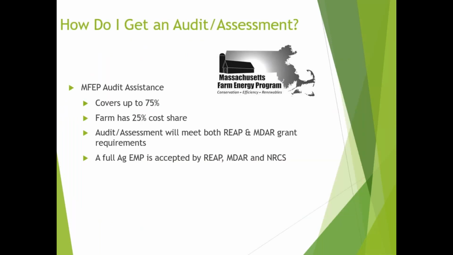So, how do you get an audit? Talked a little bit about this. MFPP has the assistance. We cover up to 75%. There is a 25% cost share that the farm has to pay. But we will ensure that whatever the farm ends up with, the final document will meet both REAP and MDAR grant requirements. And that a full AgNet EMP, which is something that oftentimes farms want to go after, will be accepted by REAP, MDAR, and NRCS. So NRCS is another USDA entity that can provide funding for projects. So it's just another option and another source of funding.